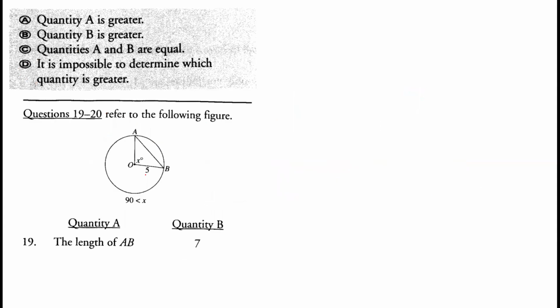Now refer to the following. Now x is greater than 90. Now the length of AB. We know for one thing that the radius would be the same, so this is 5 and this is 5. Let's suppose x is equal to 90. Then what would this side AB be?